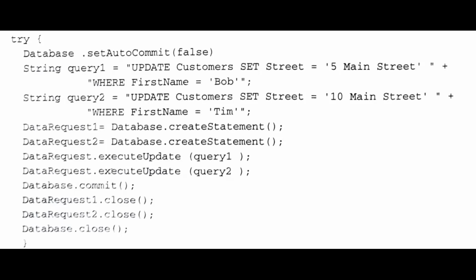So once both of them execute successfully, then we call database.commit. Here, database is the connection object, so on the connection object we are calling commit. The commit function is called over here. Then we will close the statement.